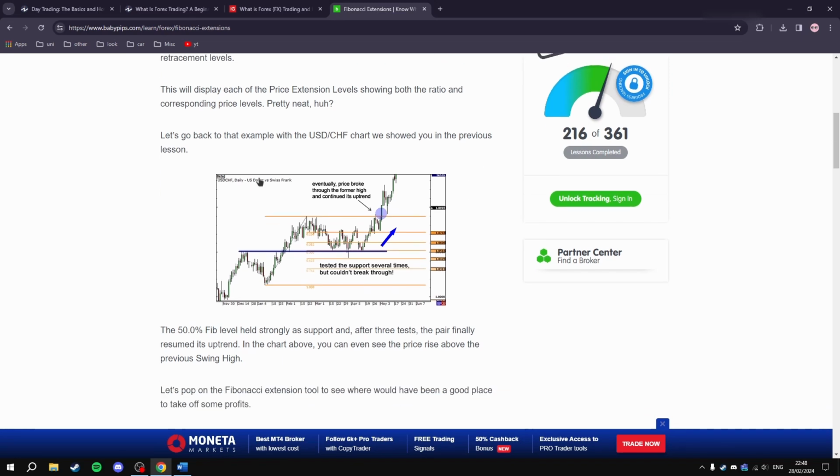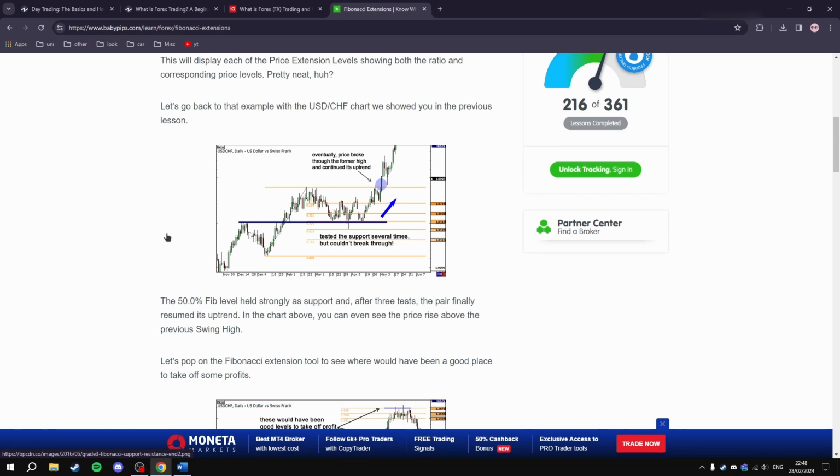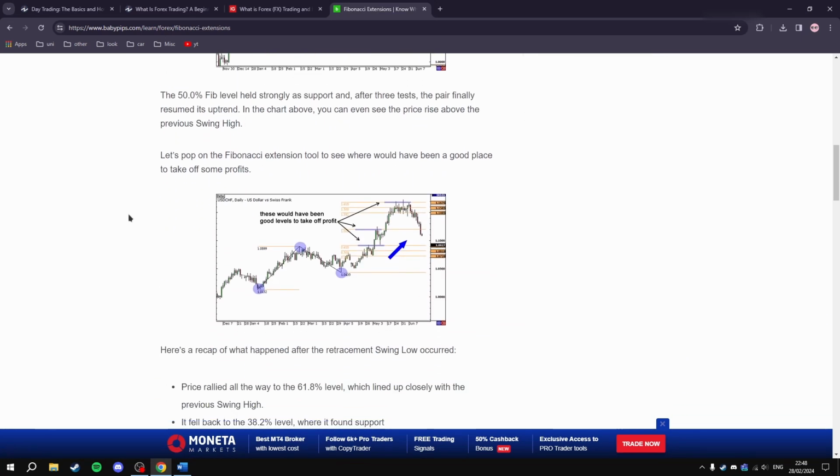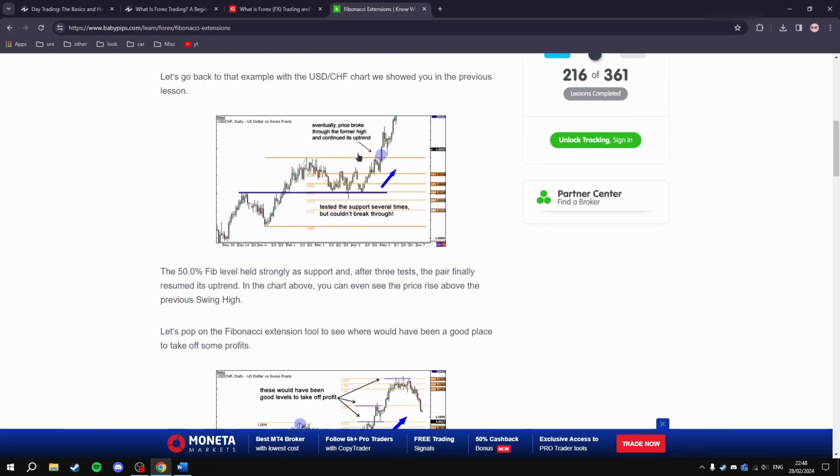So this is the one here. There's an uptrend, you can see here. It tested the support several times but couldn't break through. Eventually price broke through the former high and continued its uptrend. The 50% fib level held strongly as support, and after 3 tests, the pair finally resumed its uptrend. In the chart, you can even see that the price rises above the previous swing high.